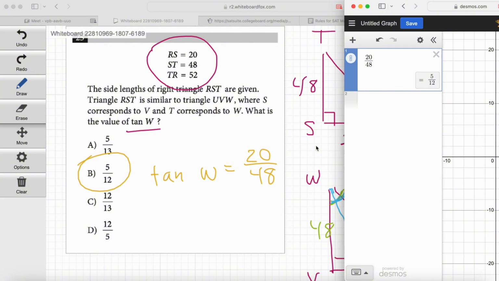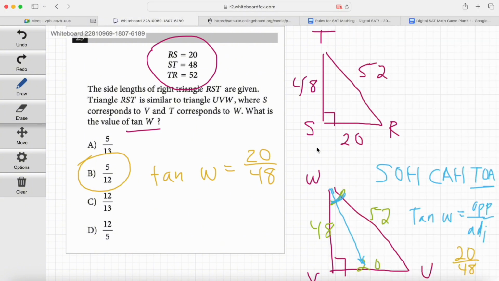One more thing I want to point out. The funny thing is, because these triangles are similar, and they tell us here in the question these are similar triangles, technically we didn't even need to draw the second triangle. Because if we're solving for the tangent of W, the tangent of W is going to be the same as the tangent of T. Right? So really, we could have stuck with just the first one. If we solve for the tangent of T, which is going to be the same, we're still getting 20 over 48. I just want to point that out.